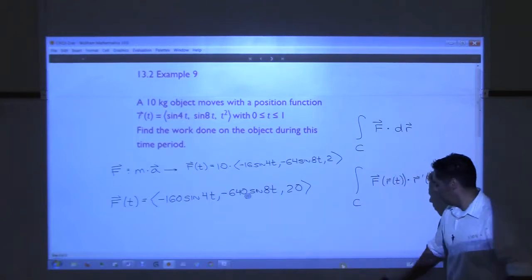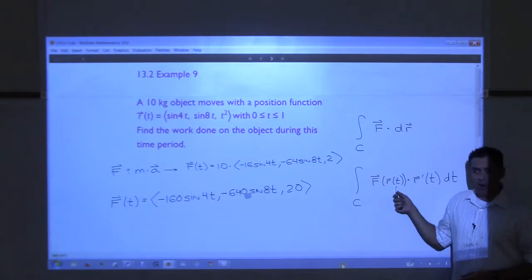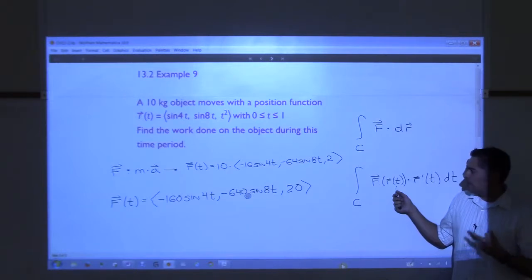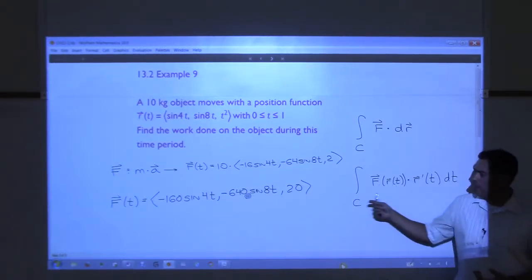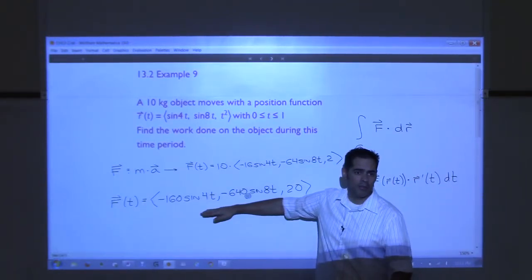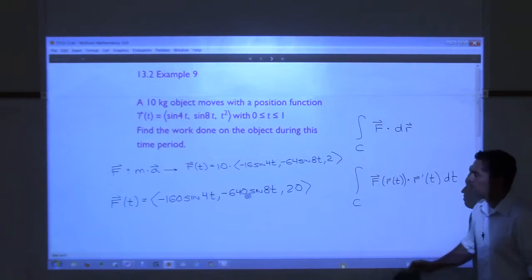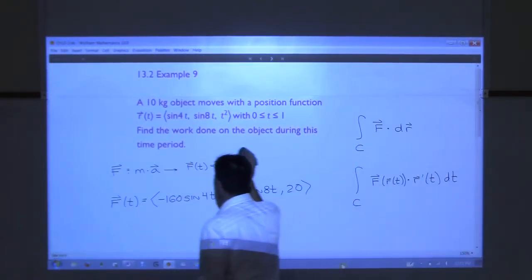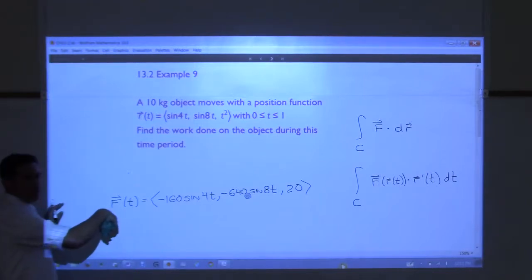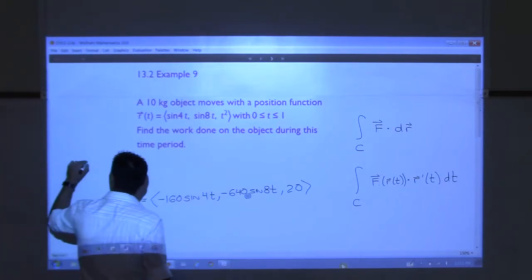So when I try to evaluate this field at r of t, I don't actually have to plug in r of t. I've already done that. My field is already a function of t. So I just need to take this and dot it with the derivative, which I just erased. Okay, so let's go ahead and set that up. I think we're ready. Any questions on where this capital F comes from? Okay, we're doing the integral.